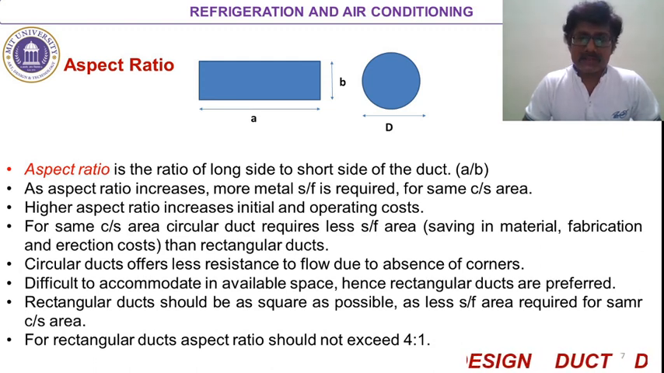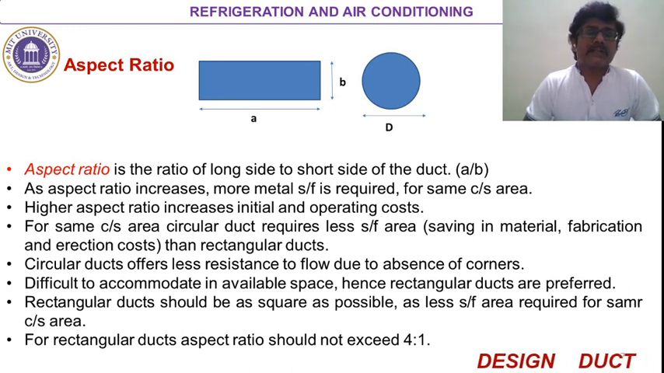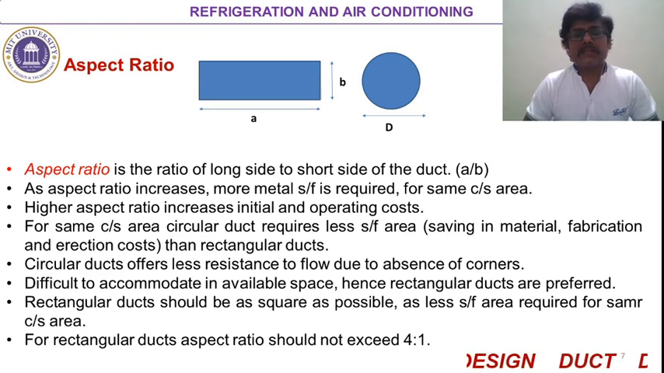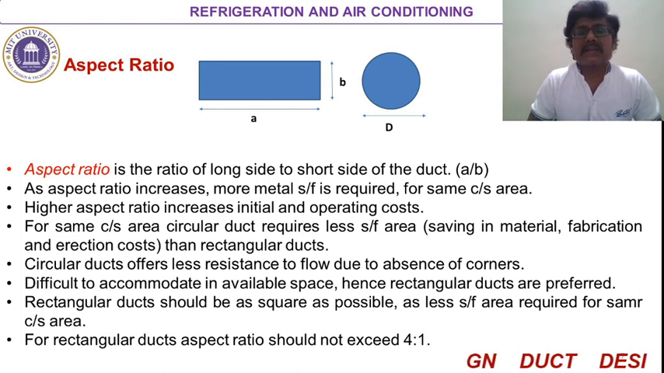If it is made of a circular cross section, capital D represents the inner diameter of the duct. And if the duct is made of a rectangular cross section, then the longer side of the duct is written as A, and the shorter side is mentioned as B. Okay. So let us see what the aspect ratio is. The aspect ratio is the ratio of the longer side of the duct to the shorter side. The longer side is A, the shorter side is B. So the ratio of A and B is called the aspect ratio.